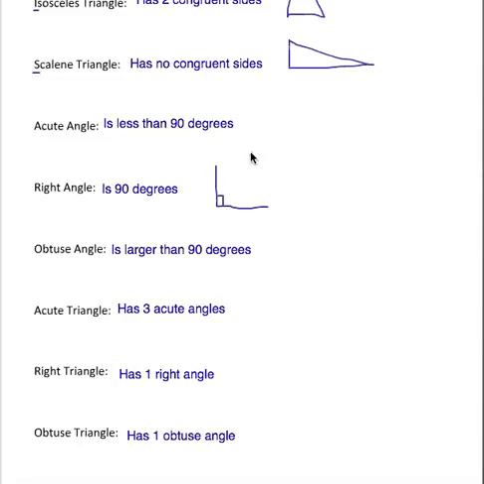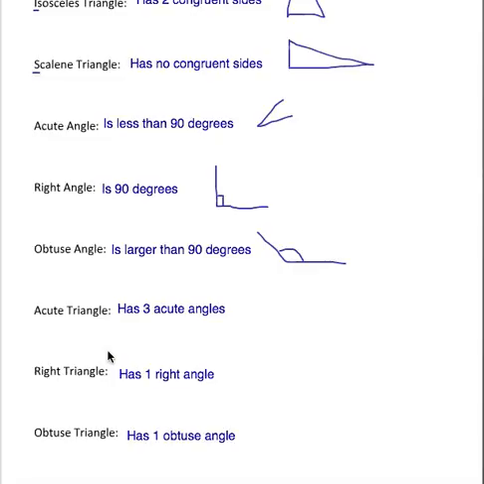An acute angle is anything less than 90 degrees. So picture this 90-degree angle as a mouth. If you were to close it, anything less than that would be an acute angle. So this angle right here would be acute. It's less than 90 degrees. And obtuse is if you were to open this up really far. That would be an obtuse angle. So something like this, where it's a really big angle, larger than 90 degrees.